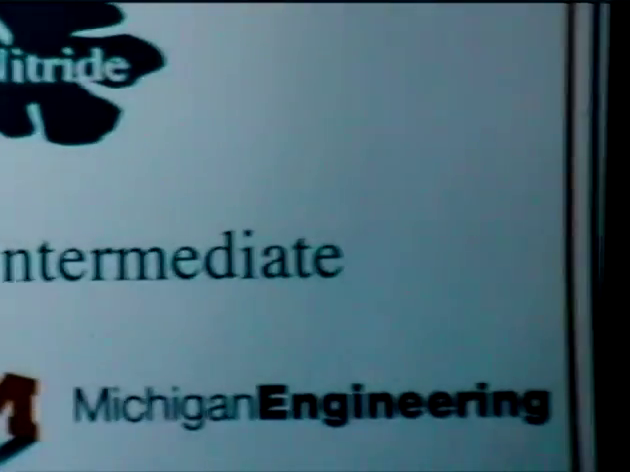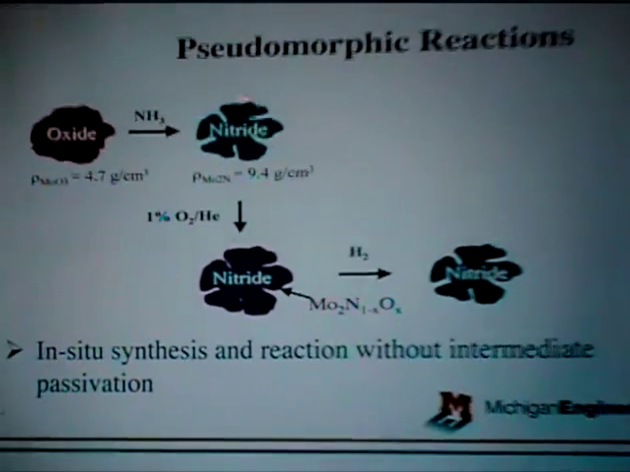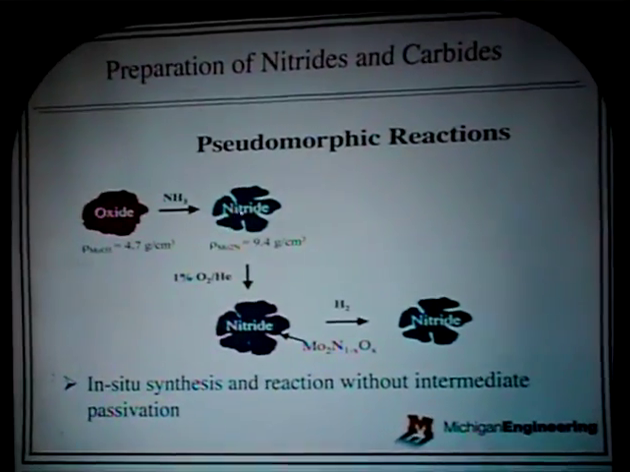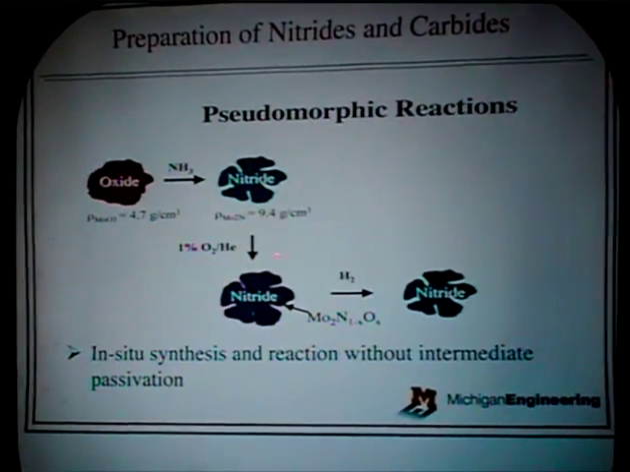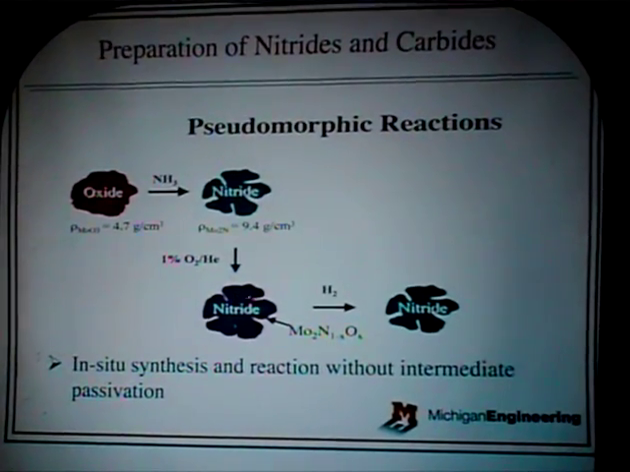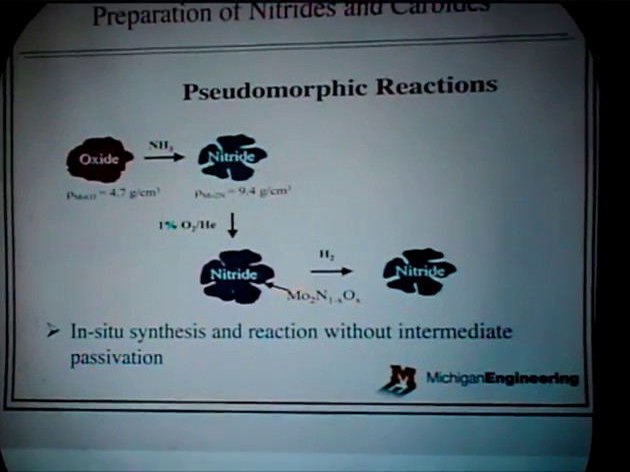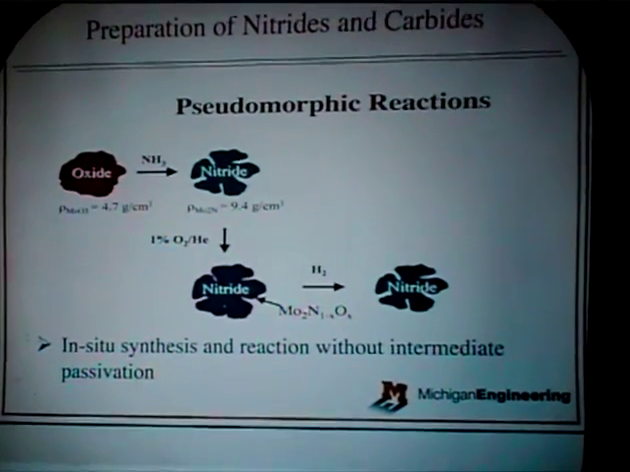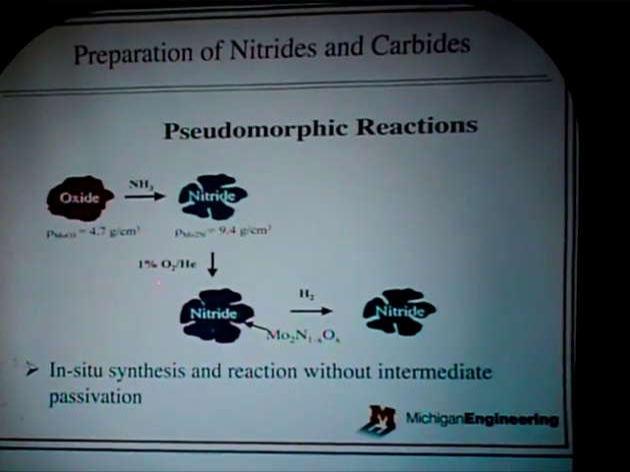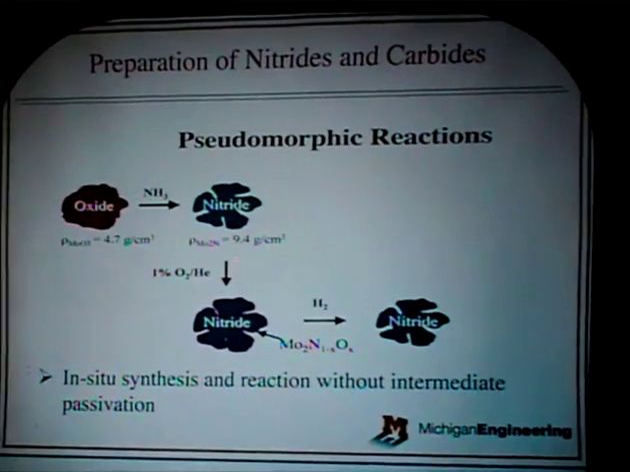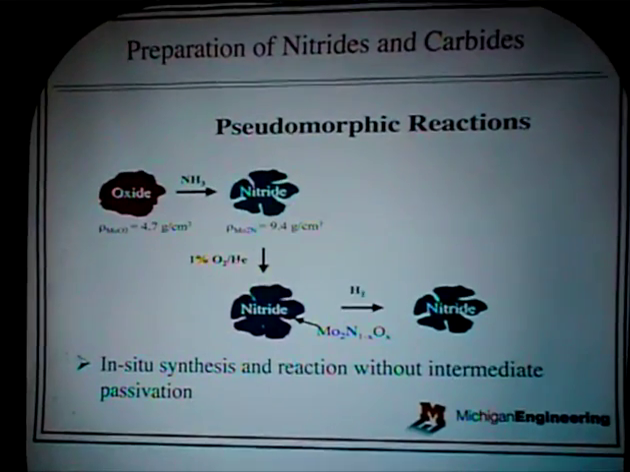These nitrides and carbides are pyrophoric in nature and undergo very quick oxidation when exposed to air. Therefore, to prevent bulk oxidation, generally a passivation layer is formed outside the nitride, which may be either oxynitride, oxycarbide, or maybe oxides. This is done by controlled oxidation at room temperature using 1% oxygen in helium.